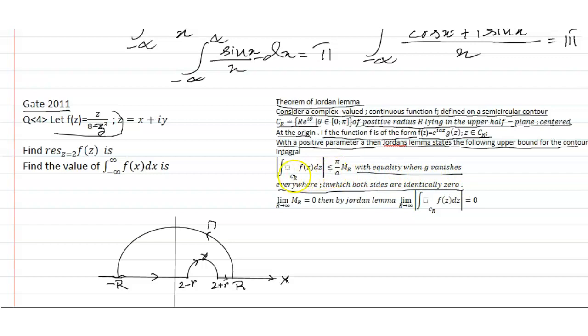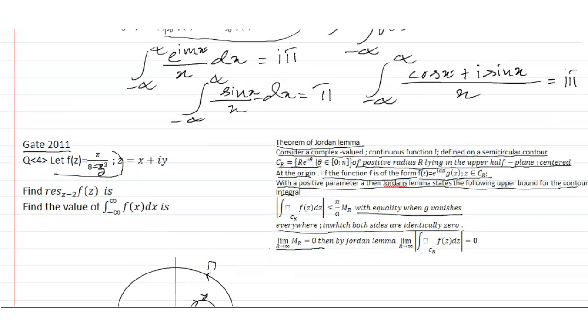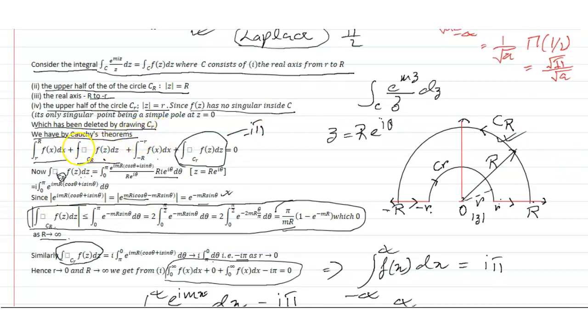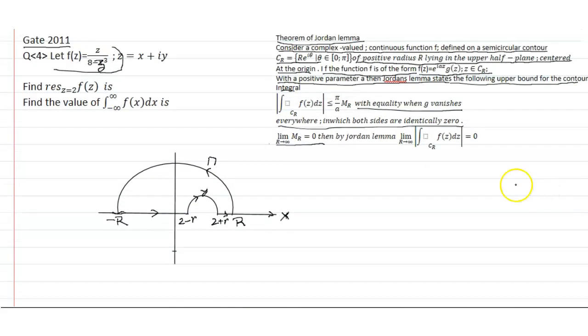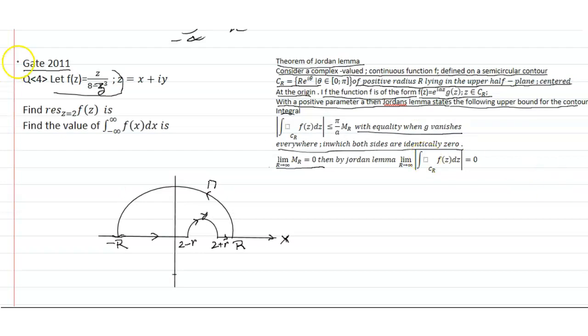Where the modulus of the integral of f(z) over C_R dz is less than or equal to pi by a times M_R, and limit R tends to infinity of M_R is equal to 0. So the Jordan lemma says the limit as R tends to infinity of the integral over C_R of f(z) dz is equal to 0. Same case friends, here you can see that this portion is 0. This portion is 0 by the Jordan lemma. So I have to apply the Jordan lemma to this problem.